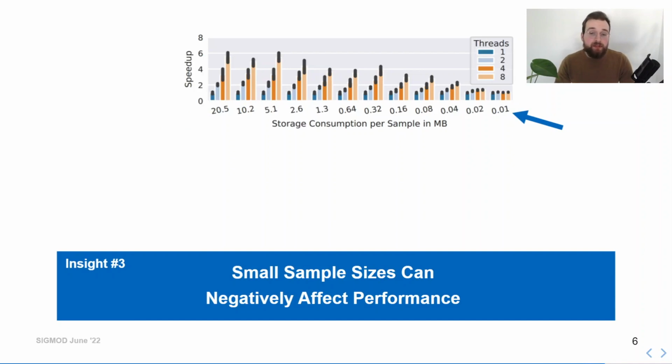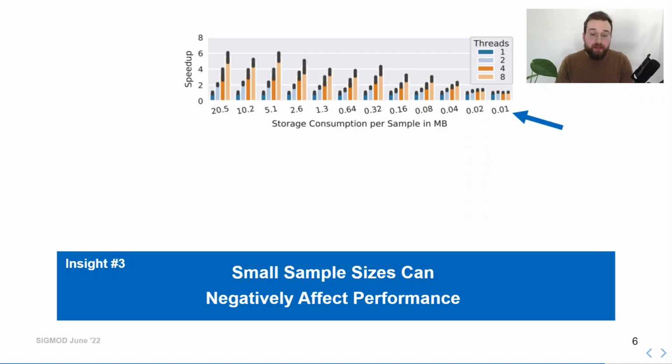And the main reason for this degradation is probably due to the inefficient deserialization of every sample, which is followed by a context switch. The smaller the sample size, the more samples we have, which again leads to more context switches and in turn leads to worse performance.